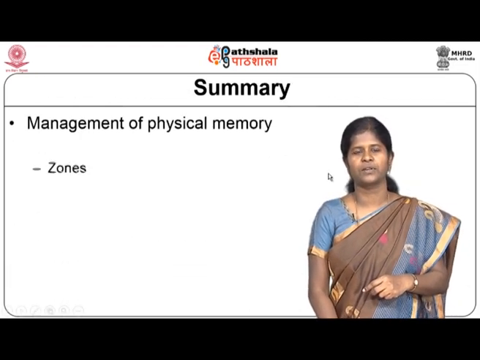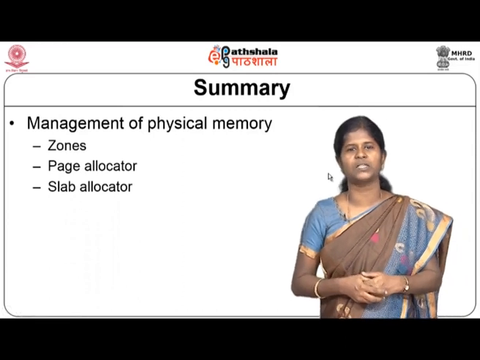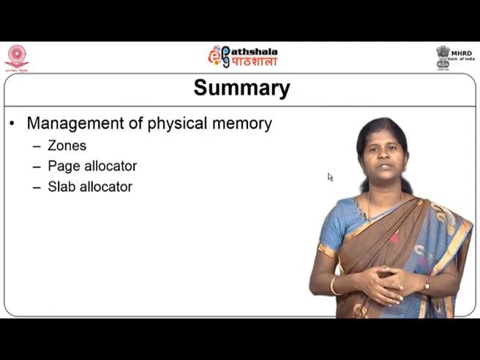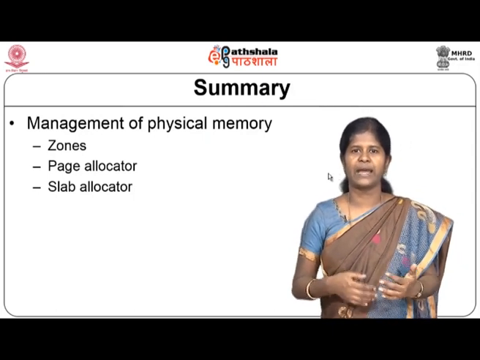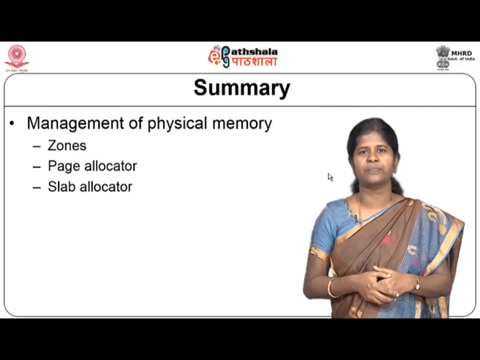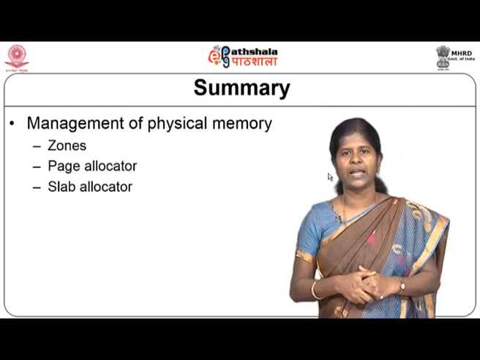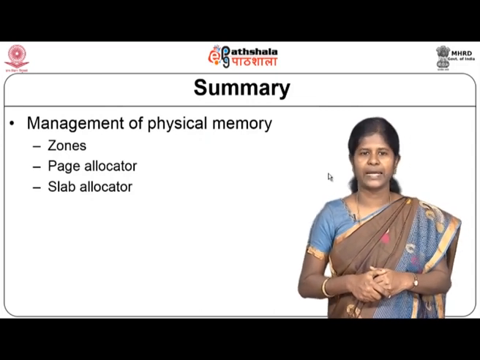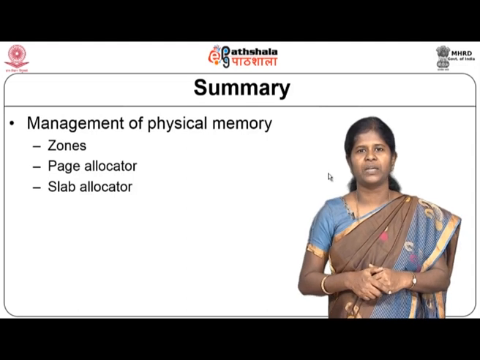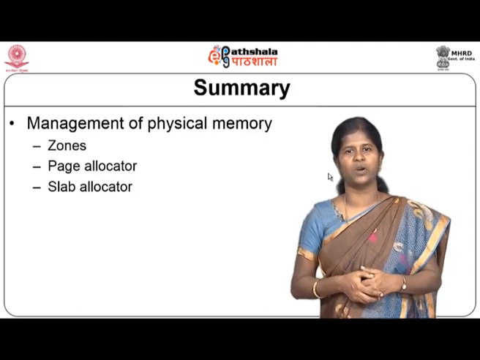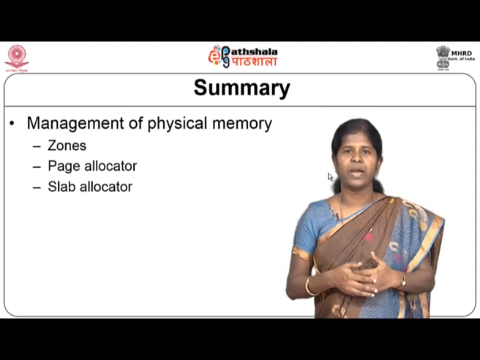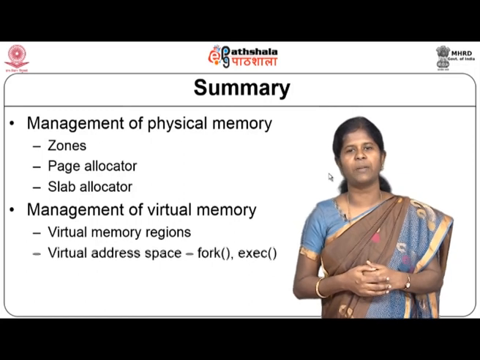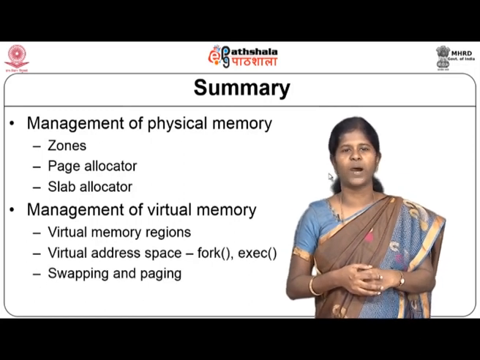Summary. So, in this module we learnt how physical memory is managed. We saw that the physical memory can be divided into zones for better handling for different architectures, and then we saw the page allocator algorithm. Each zone has its own page allocator which allocates memory. Then you saw the slab allocator, which is responsible for allocating memory for kernel data structures, and then we saw how memory management is done for the virtual memory.